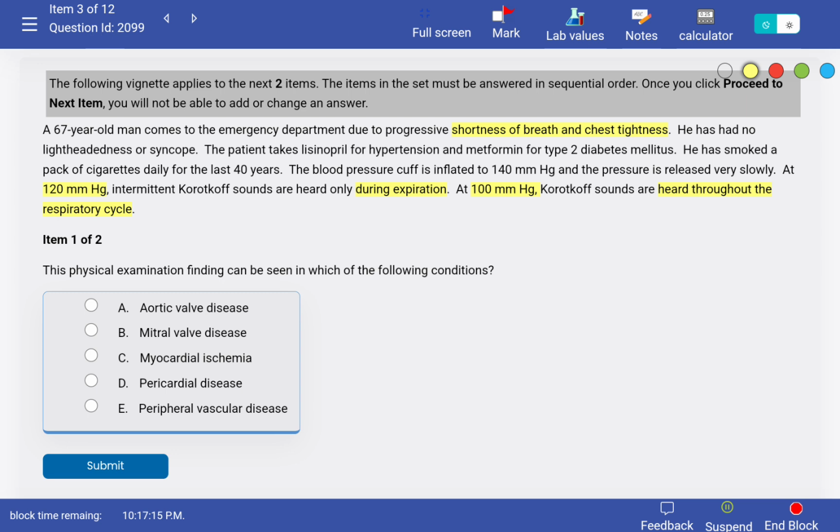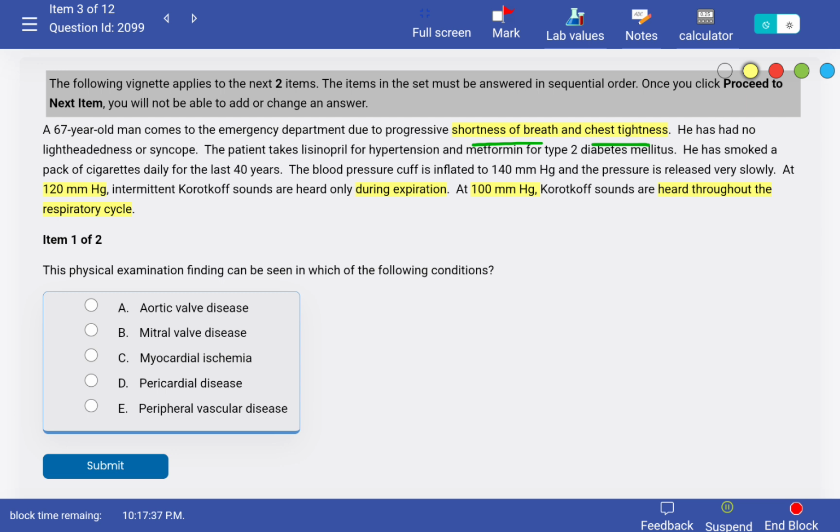In question number 3, we have a 67-year-old man who comes to the emergency department due to progressive shortness of breath and chest tightness. He has had no lightheadedness or syncope. The patient takes lisinopril for hypertension and metformin for type 2 diabetes mellitus. He has smoked a pack of cigarettes daily for the last 40 years.